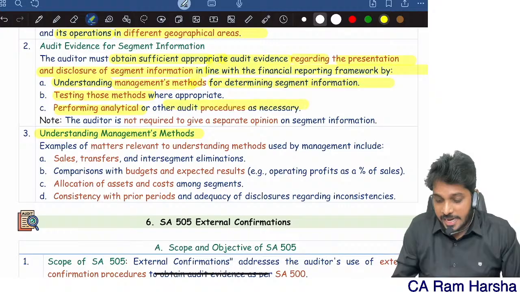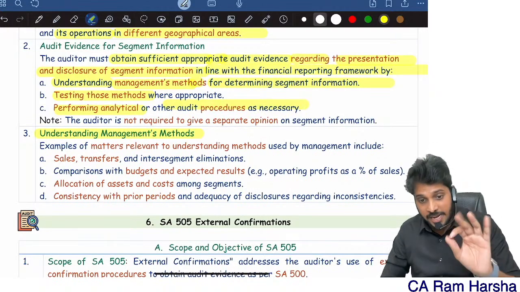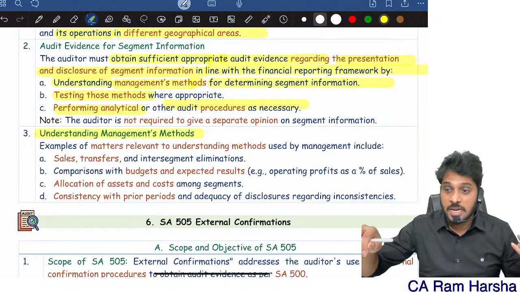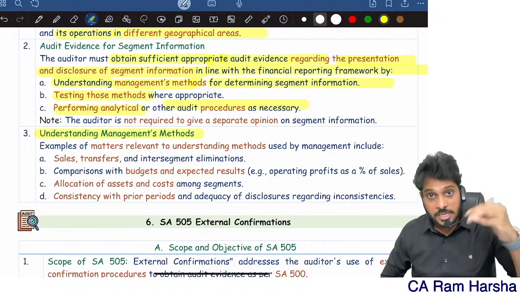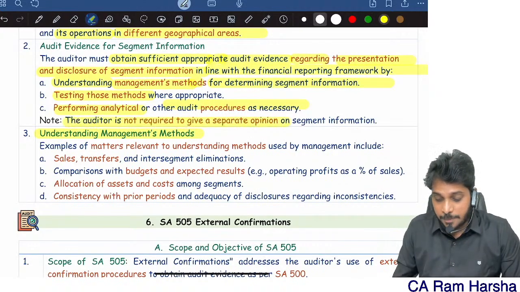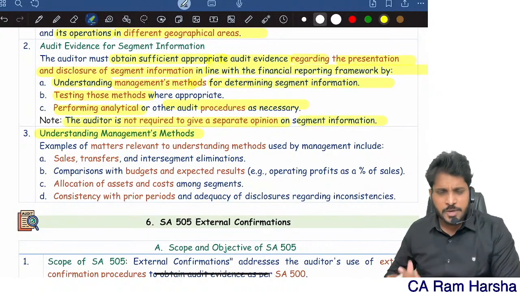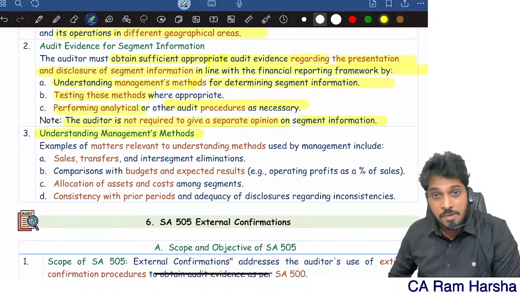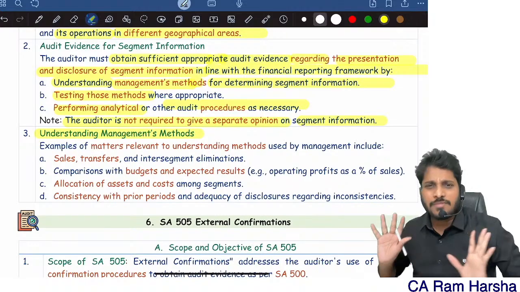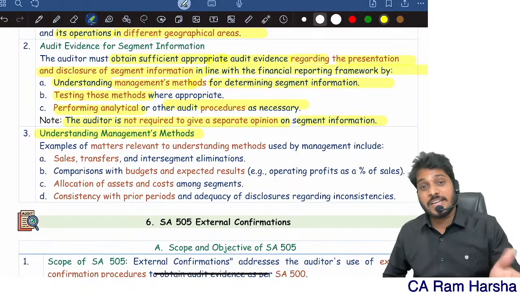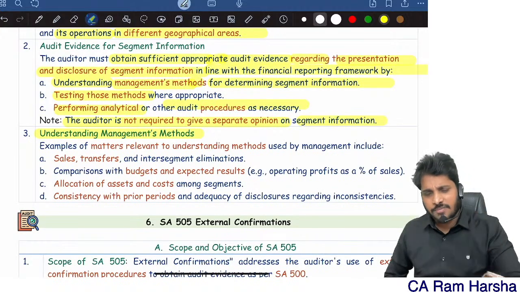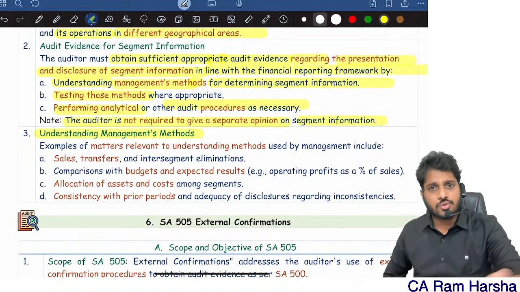Perform analytical and other procedures as necessary. Analytical process means checking how many segments there were last year and how many this year. If any segment was discontinued, check the discontinuing operations requirements too. The auditor is not required to give a separate opinion. By the way, just because we are checking segment information, are we liable to give any separate opinion on segment reporting? No need. This is one of the selected items which the standards on auditing felt were important. They just asked us to get sufficient appropriate evidence on presentation and disclosure of segment information.